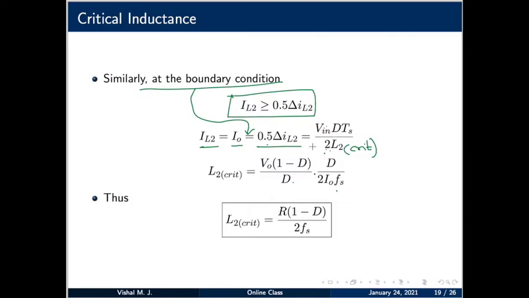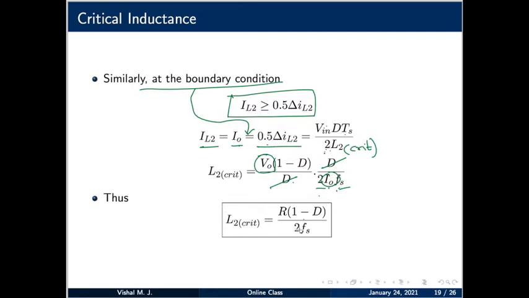How did we do that? This Ts becomes 1 by Fs, it goes into the denominator, and this I0 comes into the denominator, 2 is already there, and V in you convert into V0 using the voltage gain of the Cuk converter, which is d by 1 minus d. So that is what we have done here. Now this d and this d get cancelled. There is a V0 here, there is an I0 here, so it becomes R. So R into 1 minus d in the numerator and 2 Fs in the denominator. So R into 1 minus d by 2 Fs. This is the critical inductance of the second inductor.